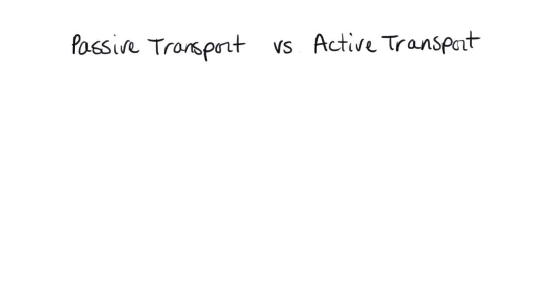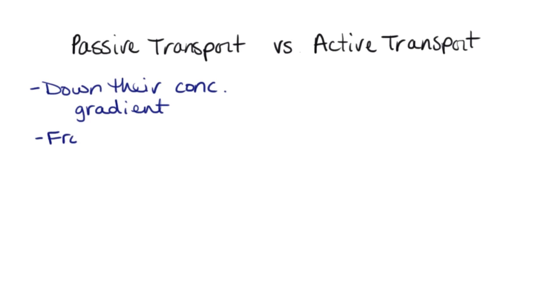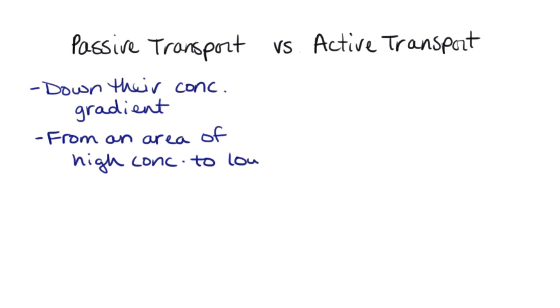So when we're talking about passive transport, this is always going to involve molecules that are moving down their concentration gradient. And when we say that something is moving down its concentration gradient, what that is referring to is the fact that the molecules are going to go from an area of high concentration to an area of low concentration.